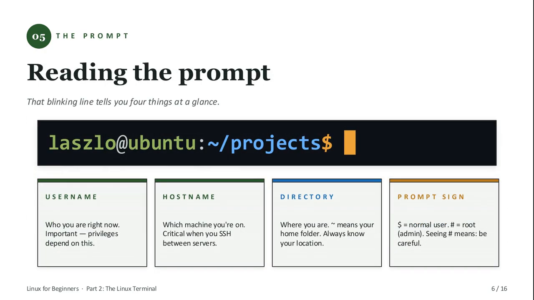Once you're in, the very first thing staring back at you is the prompt, and it's quietly telling you 4 things at once. Before the @ sign, that's your username. Who you are right now, which decides what you're allowed to do. After it comes the host name, the machine you're sitting on, and that matters the moment you start jumping between servers over SSH. Then the path shows where you are, with the tilde meaning your home folder. And finally, the sign at the end. A $ means you're a normal user. A hash means you're root. And when you see that hash, slow down.